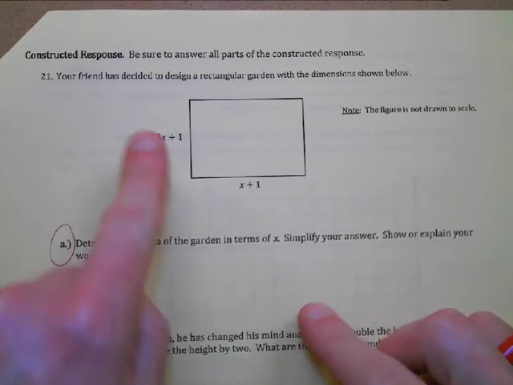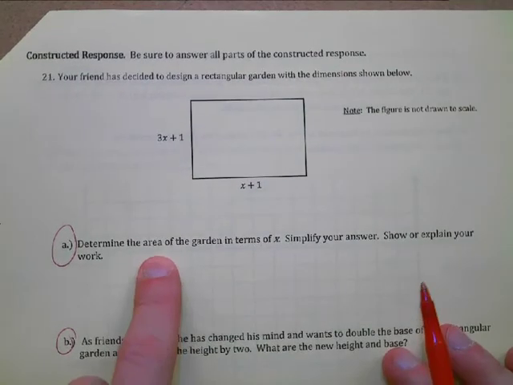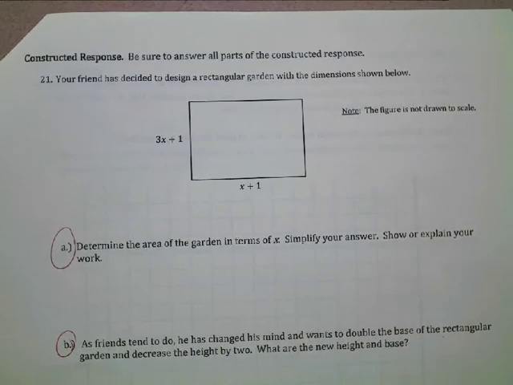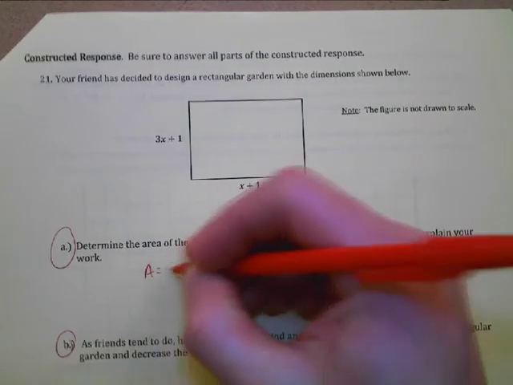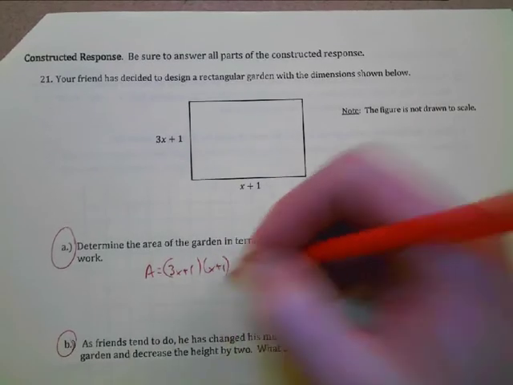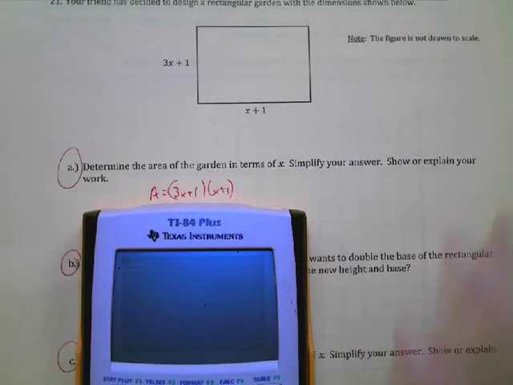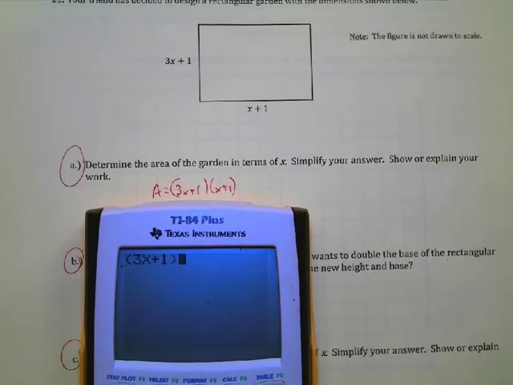We saw a problem just like this last Friday, right? The garden. Okay, this one's a rectangular garden. And these are the dimensions for that rectangular garden. Our friend wants to determine the area of this garden. How do you find the area of a rectangle? What do you do? Length times width. So in this case, it'll be A equals 3x plus 1 times x plus 1.